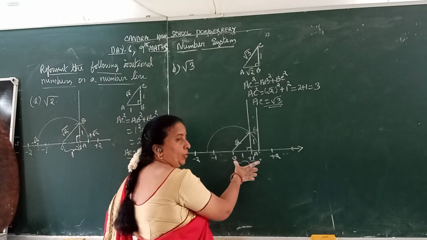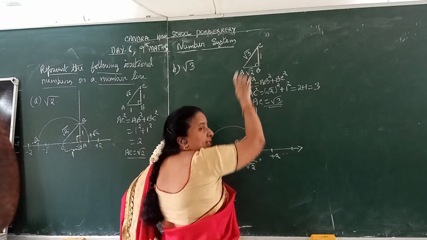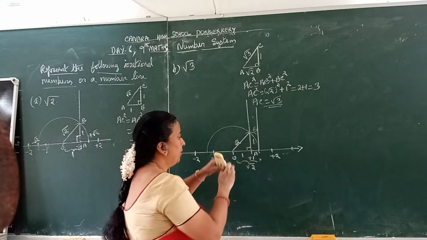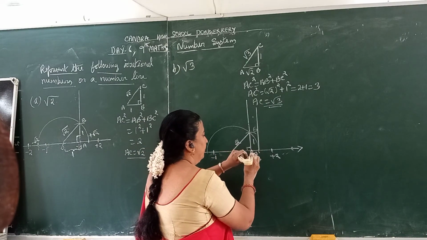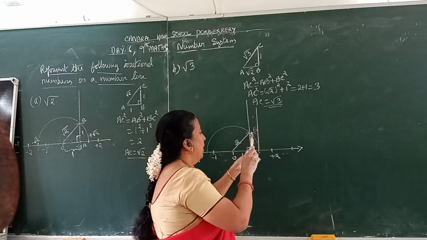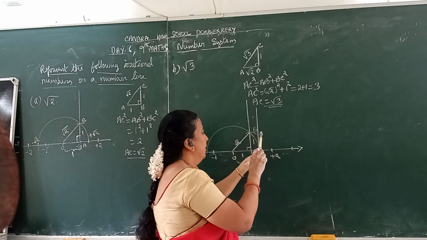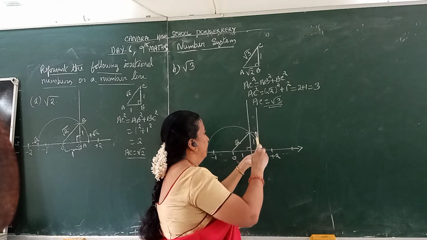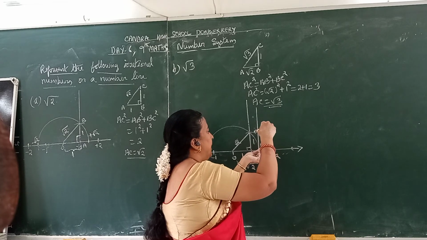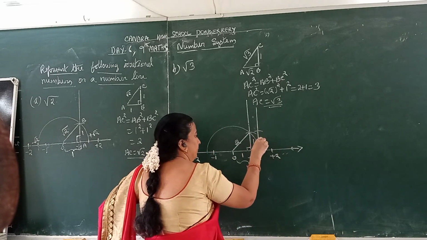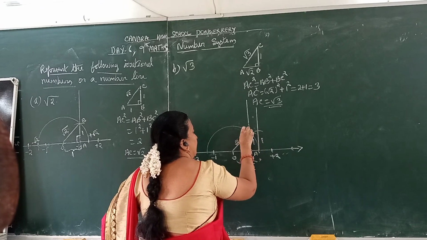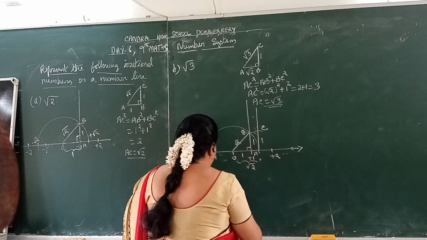Base is √2. Height is how much? Again 1 unit. 1 unit means 0 to 1, or A to B. Anything can be taken. In the second perpendicular line, we will take 1 unit. We will mark this point as C.